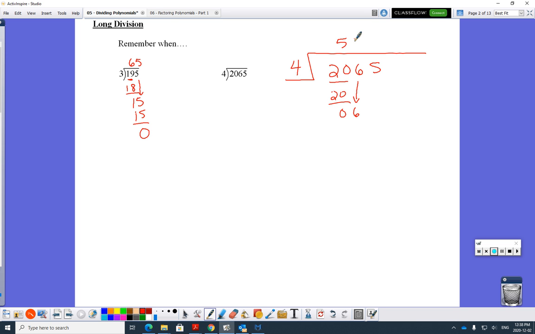Then you go 4 into 6, and again, get the most out of this you can. So 1, 4 times 1 is 4, and then subtract. So it's always multiply, then subtract that we do to get to manage this. Then go again, you bring down the 5. And you go 4 into 25, and you want the most. I mean, you could take out 5 4s, you could take out 4 4s, you could take out 3 4s, there's all sorts of choices. But we want the most possible for this procedure to work properly. So I want 6 4s, and I end up with remainder 1.